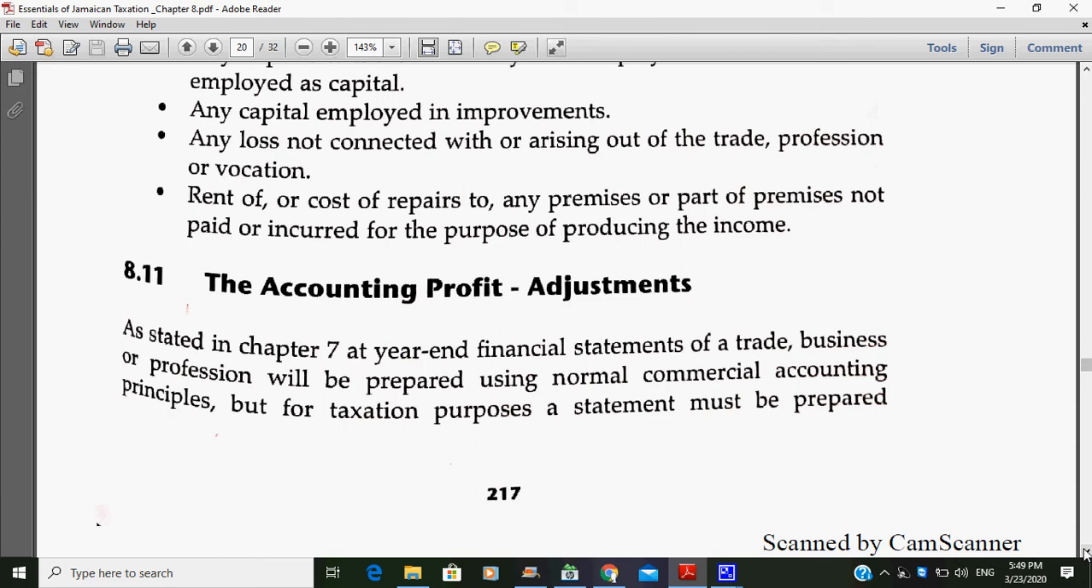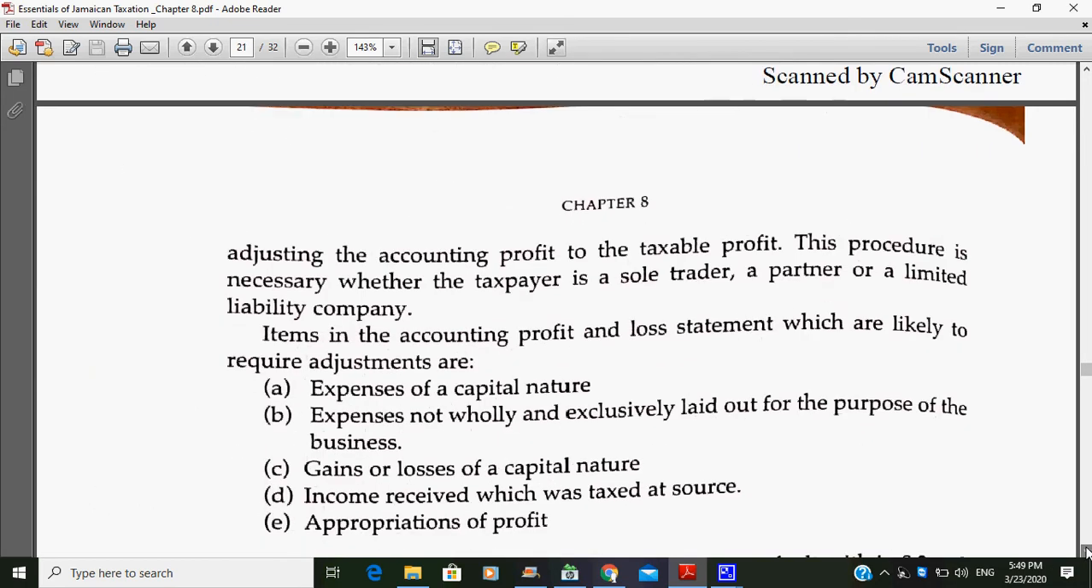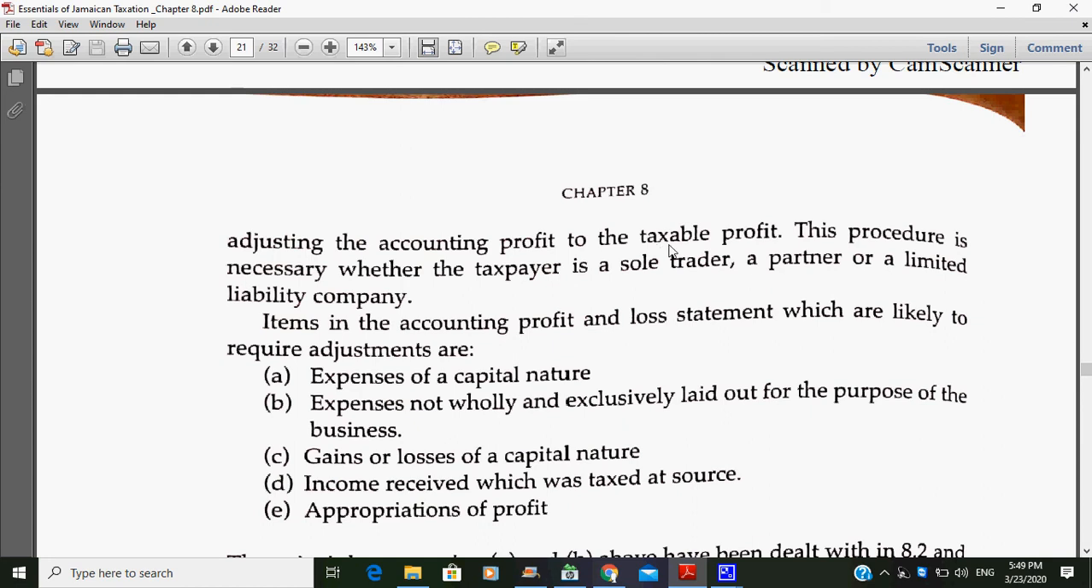As stated in earlier chapters, in chapter 7, at year end, financial statements of a trade or profession will be prepared using normal commercial accounting principles. But for taxation purposes, a statement must be prepared, adjusting the accounting profit to the taxable profit. This procedure is necessary whether the taxpayer is a sole trader, a partner, or a limited liability company.